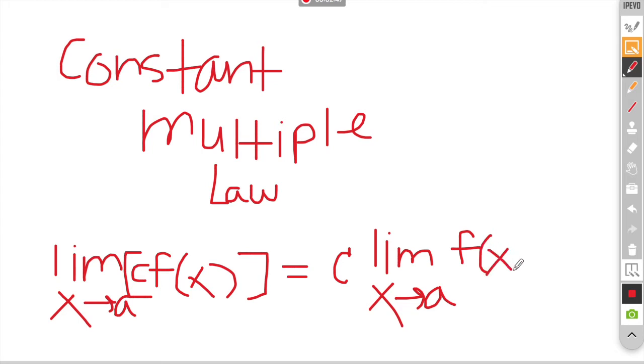So for example, let's say this was 2 f of x, you can just put the 2 on the outside. So it'd be 2 times the limit of f of x, or you could leave it on the inside, but to make it easier to solve the problem, you can just take it out so that you have fewer numbers to work with and fewer calculations. All right, now we're going to do the product law.